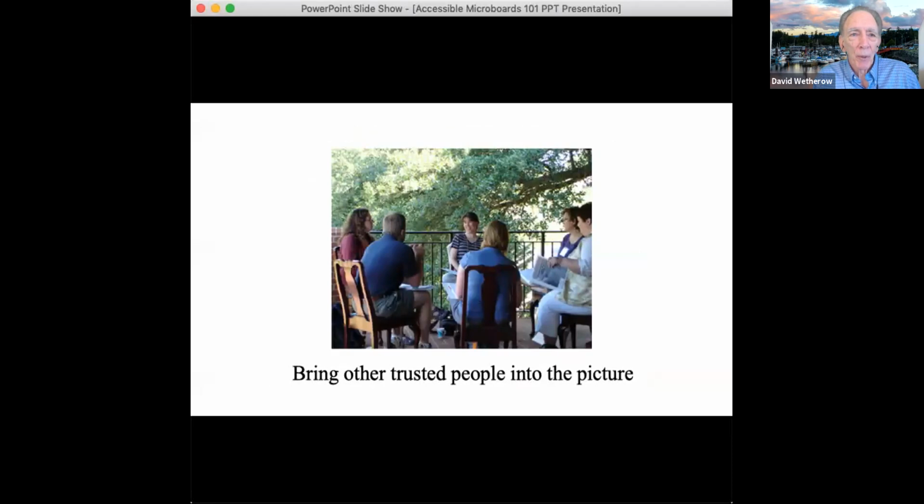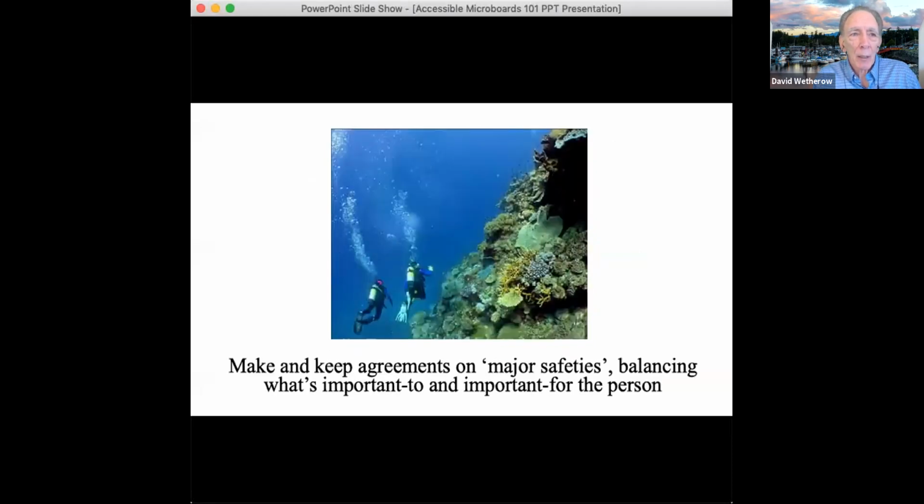Bring other trusted people into the picture and make and keep agreements on what my boys call major safeties, balancing what's important to and what's important for the person. That's one of the bylines in the essential lifestyle planning, the ELP method of person-centered planning. This is a rock wall about 1,000 yards off the coast from where we live. And one of the cardinal rules is you never do this kind of diving alone, because if you get in trouble, there's nobody to get you out of trouble. And it's such an important role that you can actually lose your ticket to dive if you violate that rule in this kind of environment.